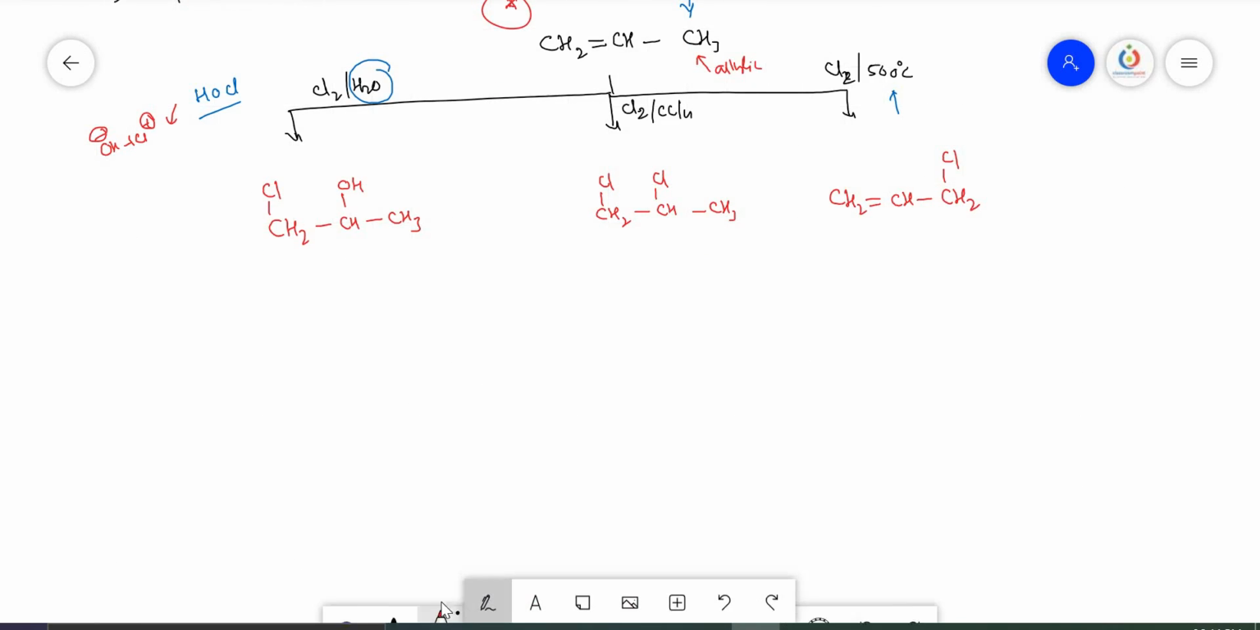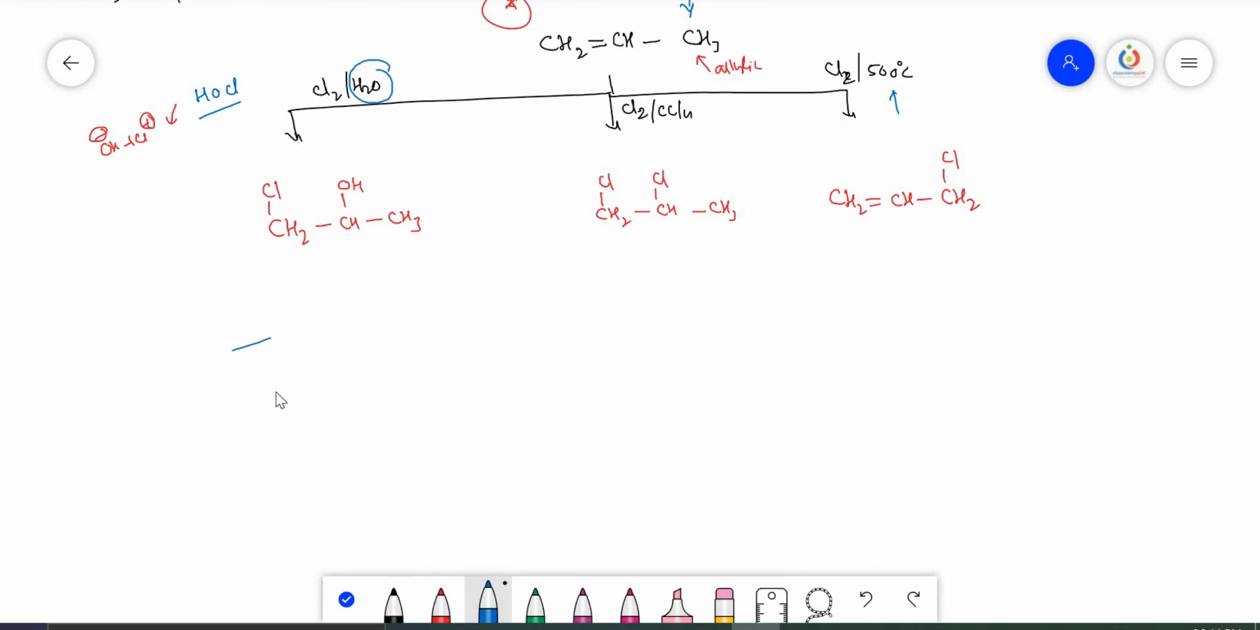The second combination is N-bromosuccinimide, which we have already discussed. Just take any alkene and add N-bromosuccinimide, simply called NBS. This was already discussed. It mainly attacks the allylic position and introduces bromine there. So I do not want to discuss this reagent once again; you can see our previous videos.